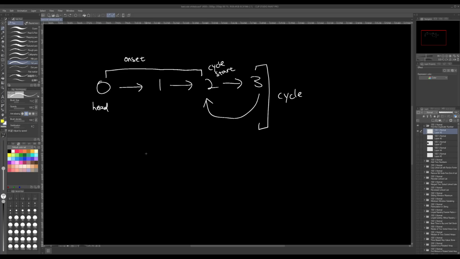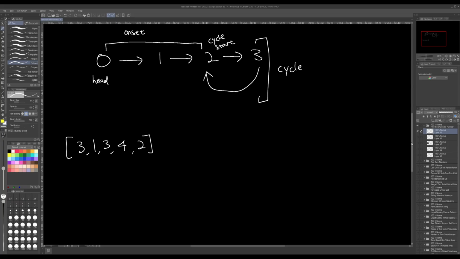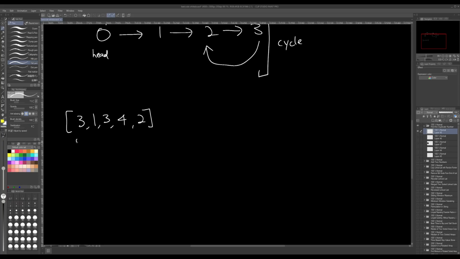Now, the reason I'm talking about this is because our input array, say it's 3, 1, 3, 4, 2, can be represented as a linked list. How are we going to do that? So as we know, in arrays, we have the indices, 0, 1, 2, 3, 4, and we also have the elements themselves, right? Which are these ones.